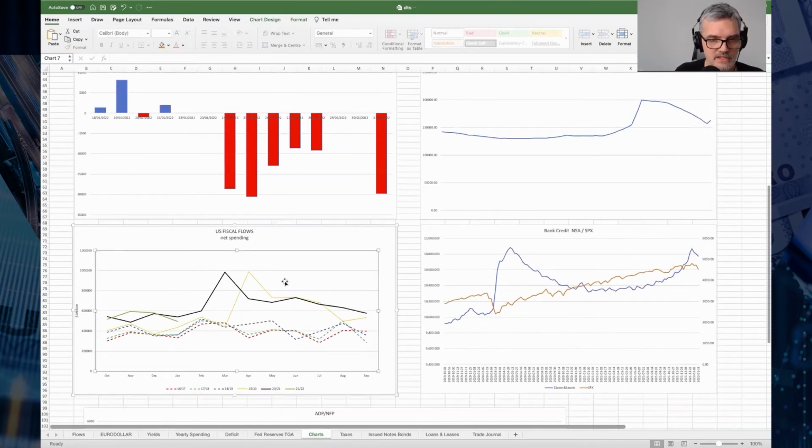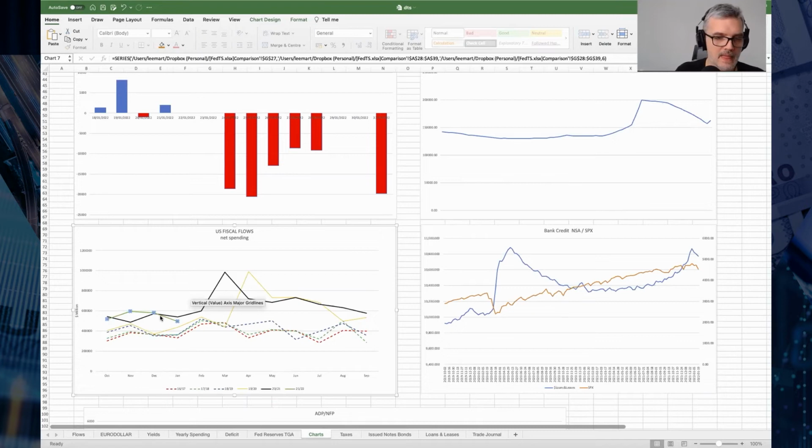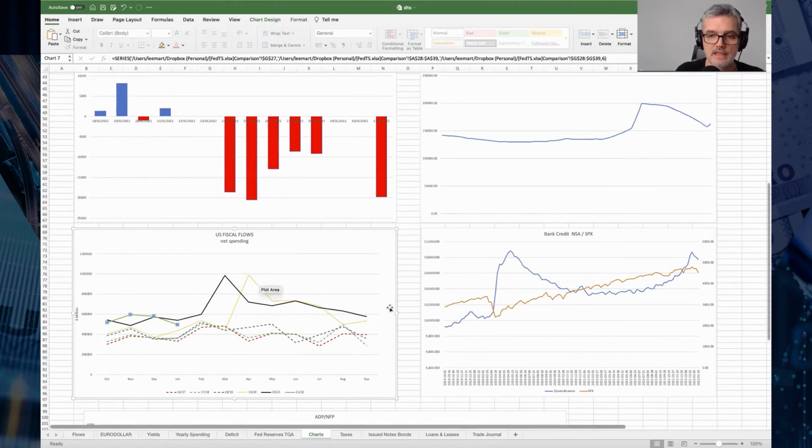Looking down here, this is the US fiscal flows. So the green line is the current fiscal year. And you can see it's similar to the previous fiscal year in black, but it is starting to come in lower. If we were to get below previous year's fiscal flows, then that would show how detrimental this lack of stimulus, lack of spending is going to be on the S&P 500 and other equities.